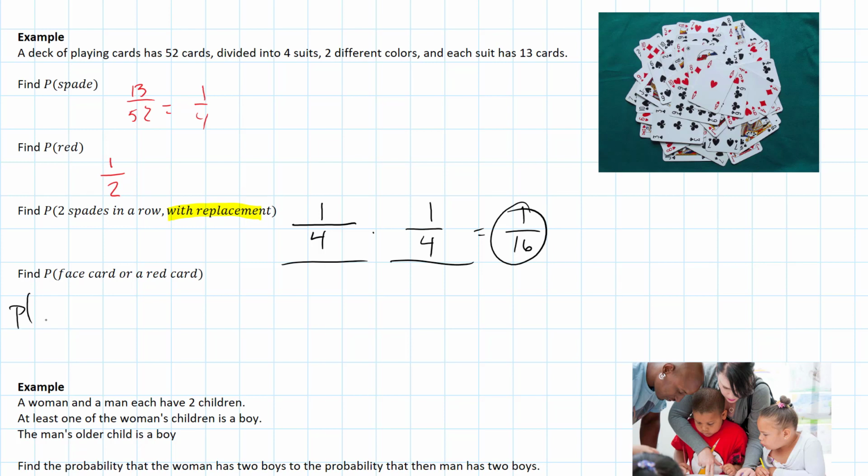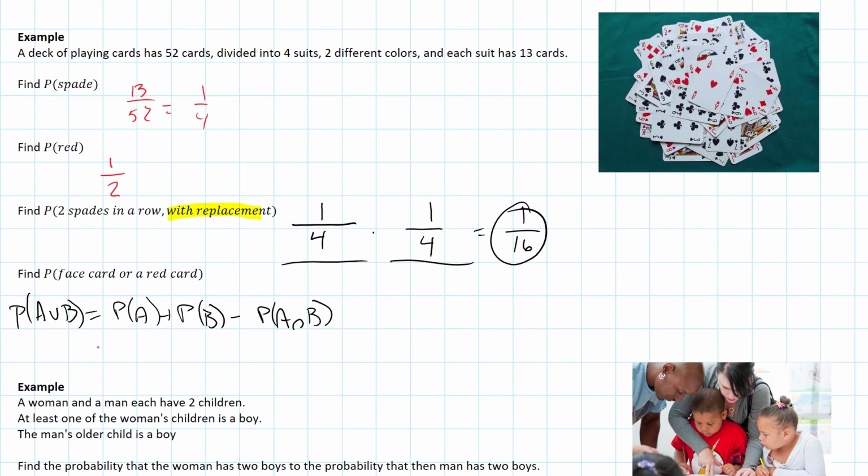I'm going to use the rule where "or" is the same thing as the probability of the first one plus the probability of the second one, and then subtract out the one where it's both, because I could have a face card that's also a red card. And I feel like this is going to be a little bit faster.